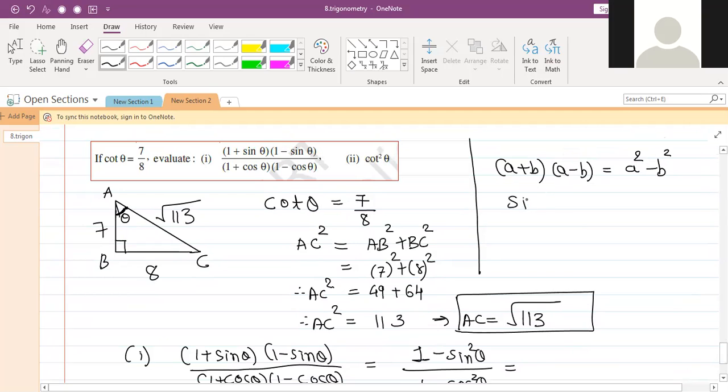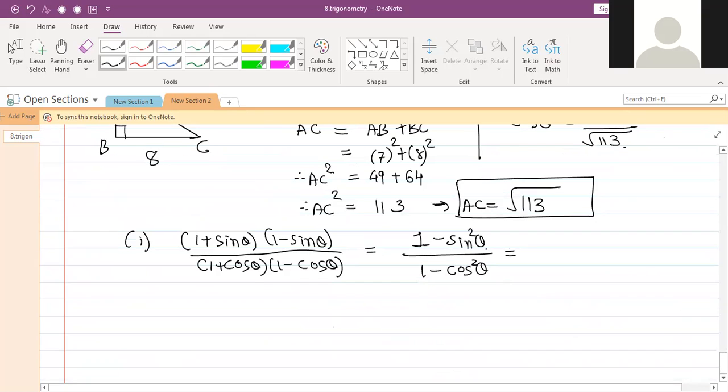Otherwise here we can find sine theta and cos theta. Then we can put these values, sine theta that is 8 upon square root of 113, and cos theta that is 7 upon square root of 113. Understand? So we can also use these values to find this one. So here 1 minus sine square, so sine square is 8 upon under root 113 whole square, upon 1 minus cos square, that is 7 upon square root of 113 whole square.